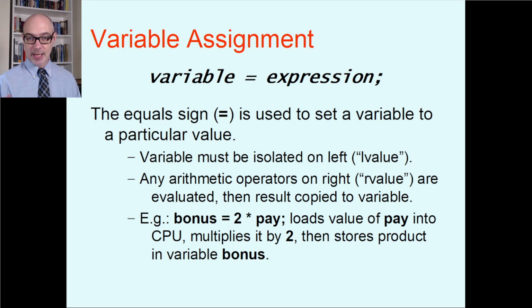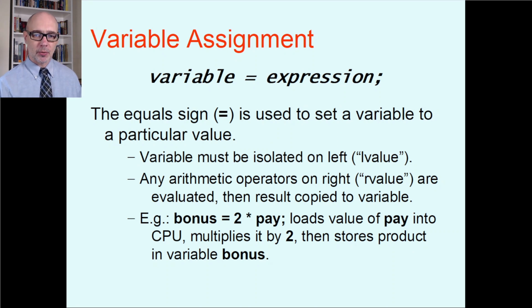memory at the pay location, load that number into the CPU, then multiply that by 2. And when that's done, it's going to take the result and store that product in the main memory in the variable that's called bonus. So the right-hand thing happens first, and then it gets stored in the variable that's sitting on the left.